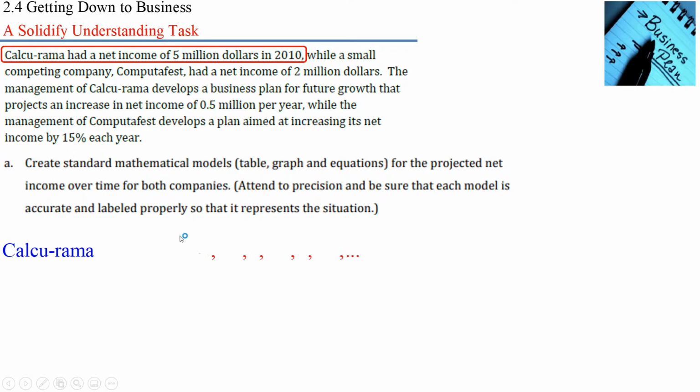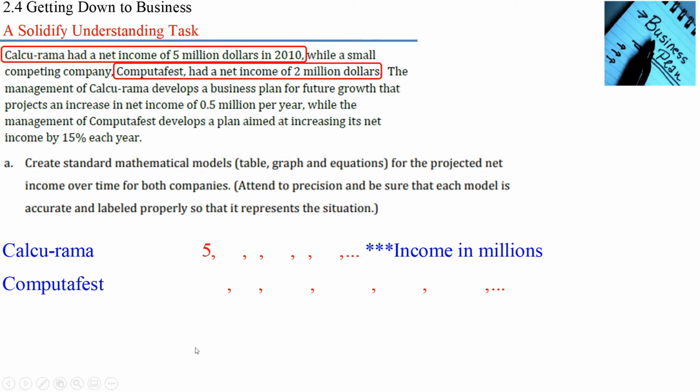Instead of starting with 5 million, because these numbers are going to be really big, I'm going to say my numbers are in millions of dollars. So income in millions. Instead of putting 5 million right here, I'm just going to put a 5. Now, there's another company, a small competing company, ComputerFest, that had a net income of $2 million in 2010. So here's ComputerFest and their income in millions again. I'm just going to put a 2 right here.